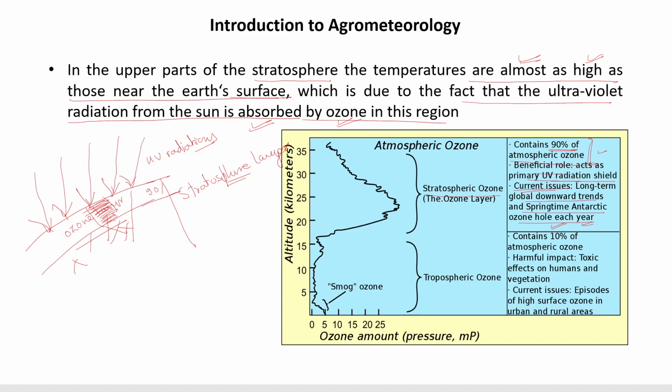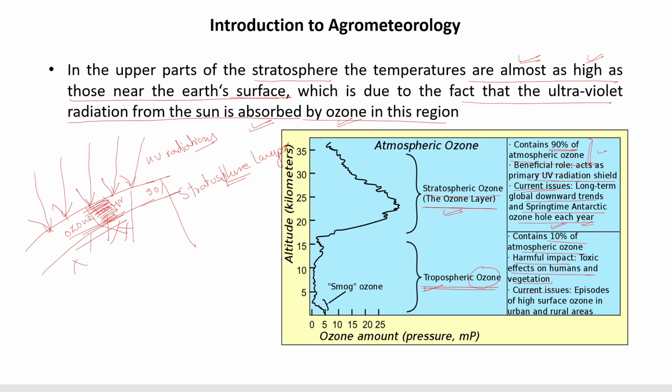So the stratospheric ozone layer is very important. Now, tropospheric ozone is also there. We have ozone in the tropospheric layer also. It contains 10% of the atmospheric ozone, and here it is very harmful. When it is present in the stratosphere as the ozone layer, it is beneficial to mankind. But when it is present in the troposphere, it has a harmful impact. That is a toxic effect on humans and vegetation.